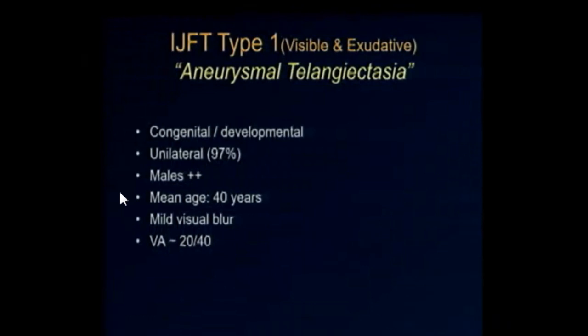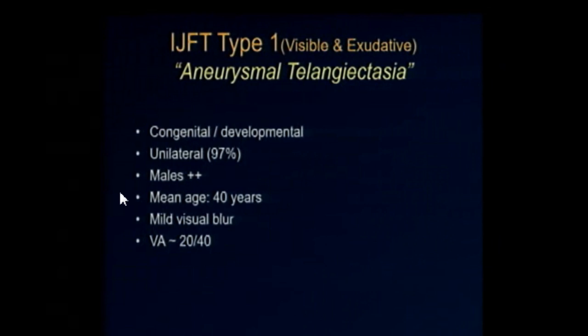Let's look at group 1, type 1. Type 1 is what Yannuzzi a few years ago called aneurysmal telangiectasia. There are capillaries next to the fovea that look like microaneurysms, okay? And therefore, he called this aneurysmal telangiectasia. You can see them when you do a biomicroscopy. It is congenital, okay, it's a congenital problem.